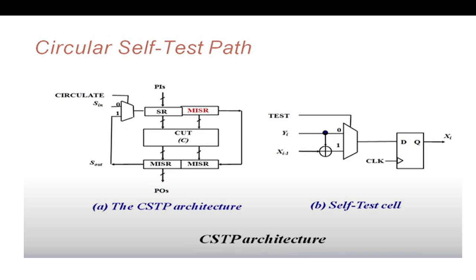Okay, circular self-test path. If we want to select this path, it can be selected by this mode, the circulate pin. So here this MISR will apply the patterns to the circuit under test, which will be taken by the MISR, and which will again be fed back into the input. So here in the test mode, based on this, this is a self-test cell.